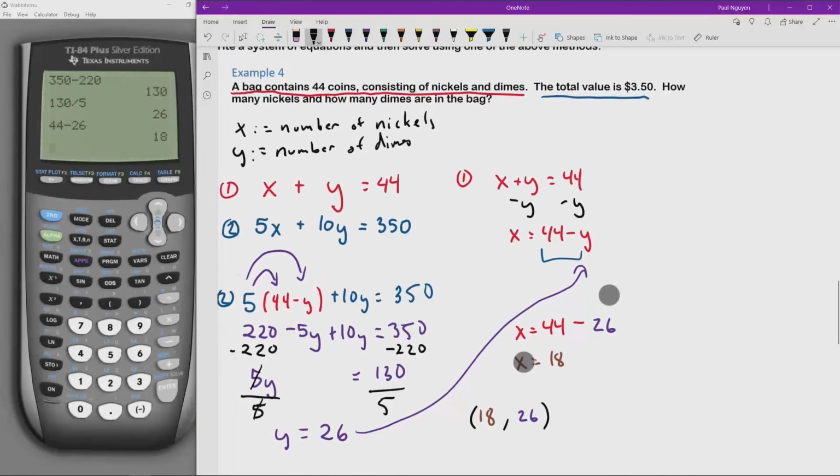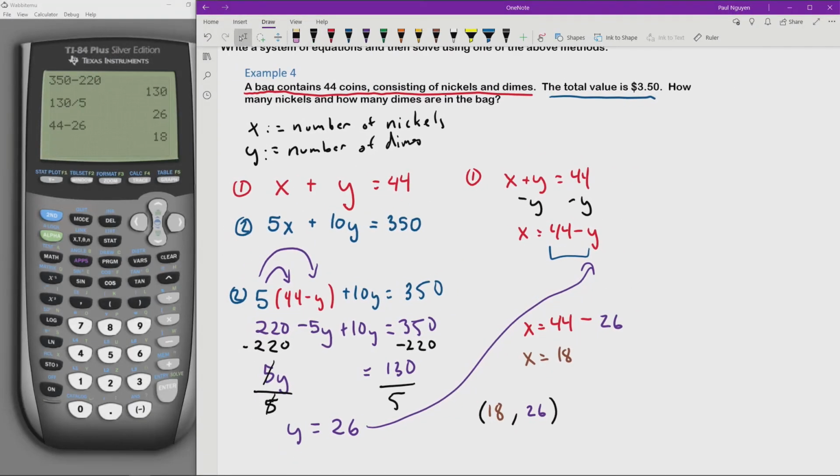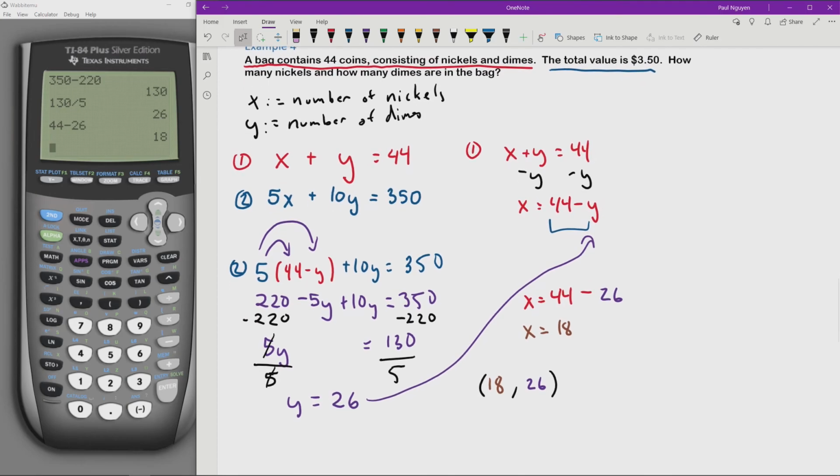Note, this question asks how many nickels and how many dimes are in the bag. I can't just give this point. The answer you should write out is there are 18 nickels and 26 dimes.